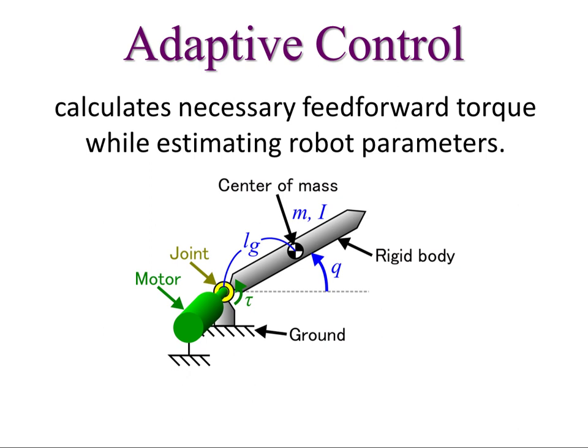Therefore, adaptive control has the advantage that it can be used in situations where the physical parameters are unknown. This means that one of the disadvantages of the computed torque method has been overcome. However, since adaptive control calculates the required torque in the same way as the computed torque method, the disadvantage of high computational cost is the same as that of the computed torque method.